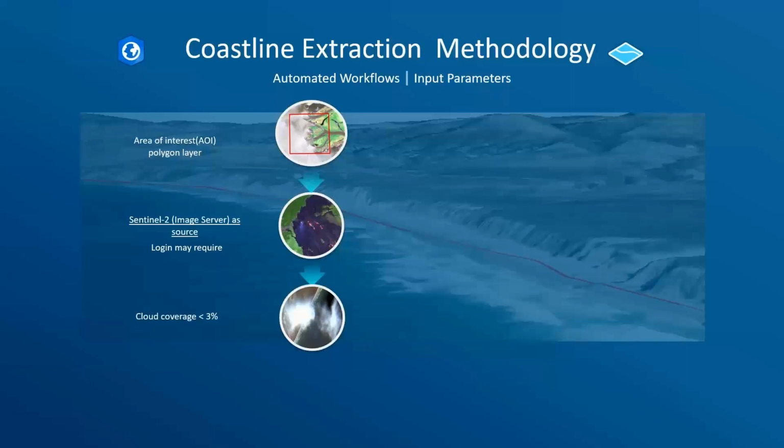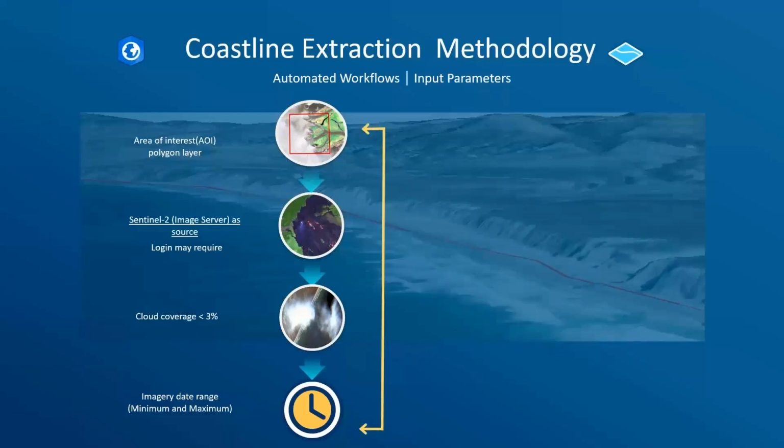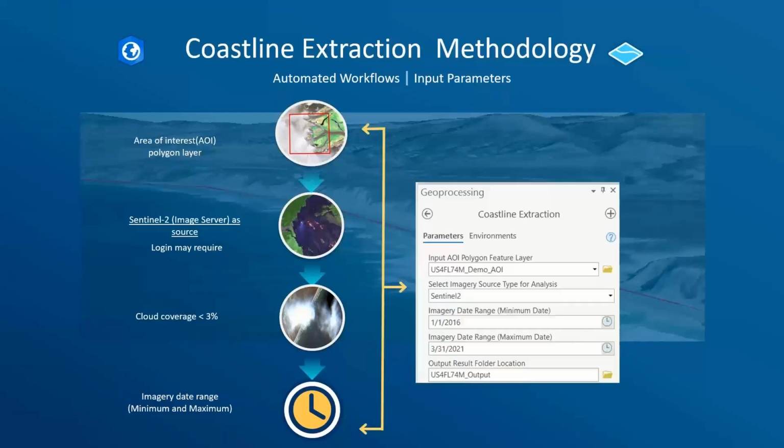Then the third parameter is cloud coverage, and the percentage of cloud coverage in my case study is less than 3%. And another important parameter is imagery date range from minimum to maximum. So with all these input parameters, the coastline extraction geoprocessing tool looks as displayed here.